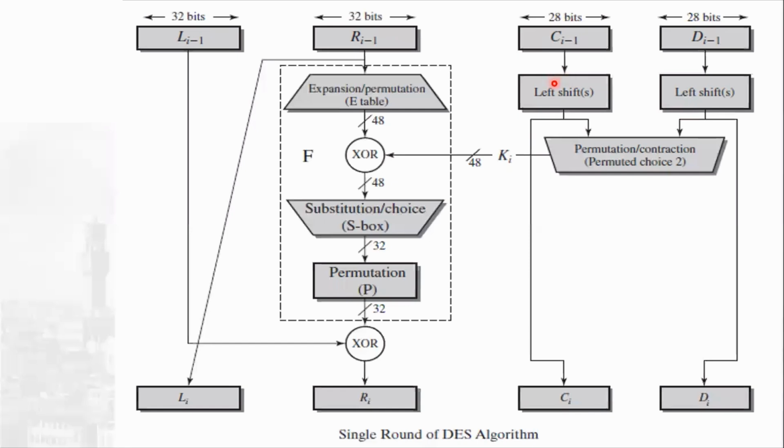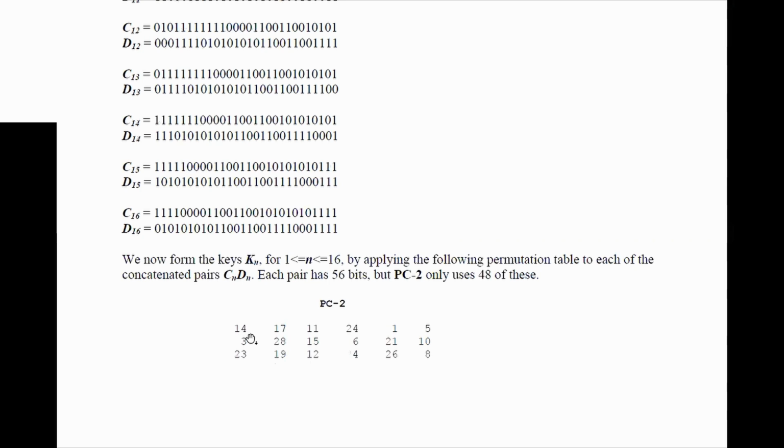Now, once that shift operation is done, the shift operation is not reducing the data. What is the total data you have? Total data at each round, 28 plus 28, that is 56 bits. The actual key has to be a 48-bit key, so it has to be reduced again. For that, you'll have to apply a permuted choice table, which helps you reduce. Again, some of the bits are discarded from this 56 bits.